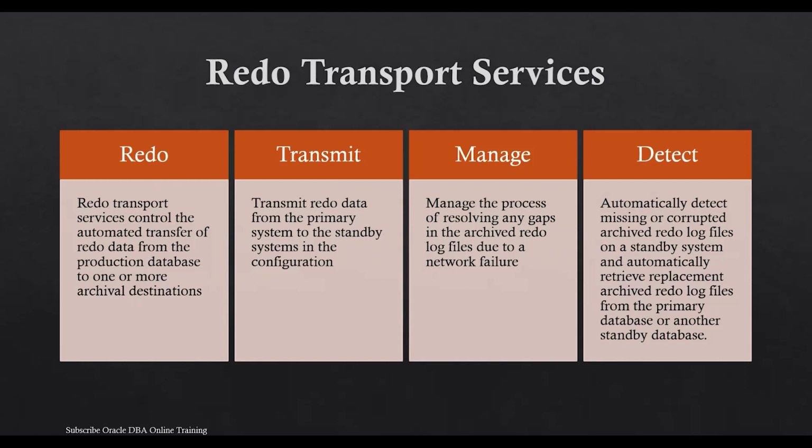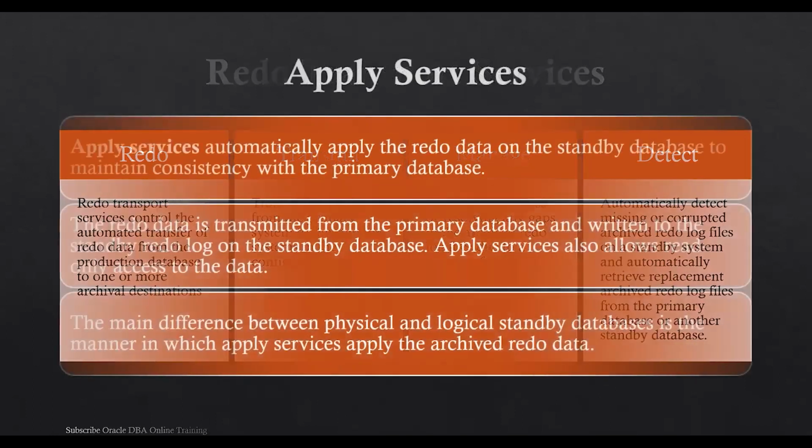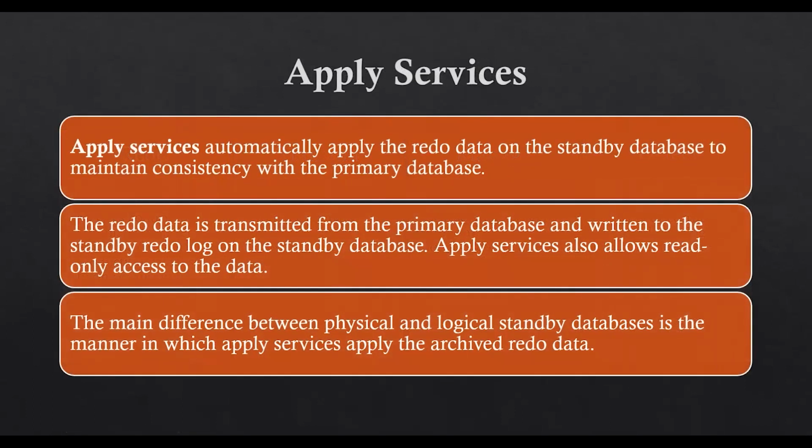Detect is nothing but automatically detecting missing or corrupted redo archive logs on the standby systems, and automatically retrieving replacements for the archive redo log files from the primary database or any available standby database. So this is the logic behind the redo transport service. The next part is the apply service. So far we have talked about redo transmit services. The redo was shipped to your standby database. Now comes the apply part.